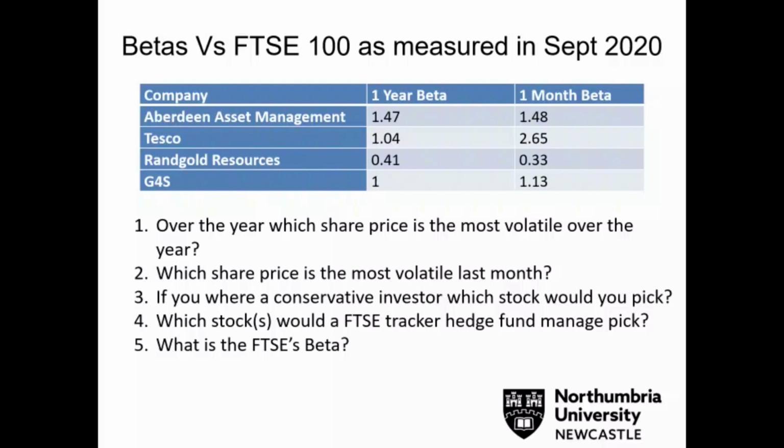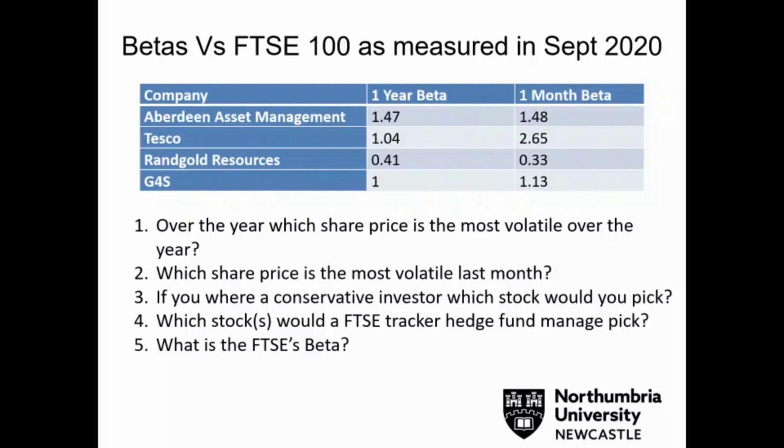So question 1, over the year, which share is the most volatile? Well, if we look at the 1 year beta, then that's Aberdeen Asset Management. If we say which share is the most volatile in the last month, then that's actually Tesco's. If you're the more conservative investor, risk averse, remember, which one are you likely to pick? Well, over the year, you're more likely to go for Randgold, which is a mining company that mines gold.